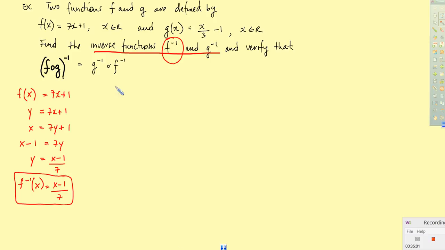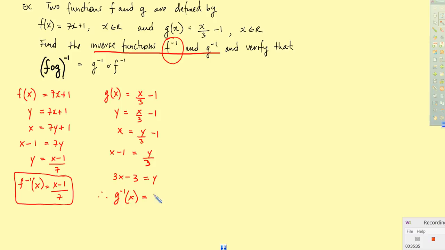I'm now going to do g of x. So g of x, I know, is equal to x over 3 minus 1. I will rewrite it as y equals x over 3 minus 1. Swap. So my x is equal to y over 3 minus 1. And now I'm going to do x plus 1 equals y over 3, and isolate for y, so that I get 3x plus 3 equals y. Therefore, g inverse of x is equal to 3x plus 3. So I've taken care of f inverse and g inverse.